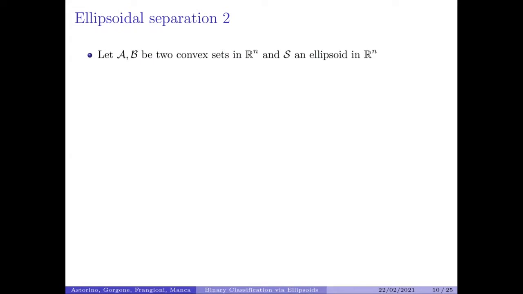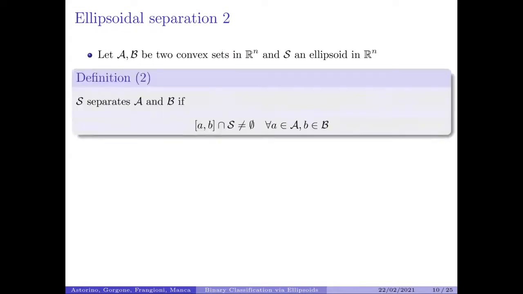Now we consider two convex sets in R^n and an ellipsoid. We say that the ellipsoid S separates A and B if S intersects every segment connecting points of A and points of B. This picture shows the situation we are considering. So we want the ellipsoid basically in between the two sets.